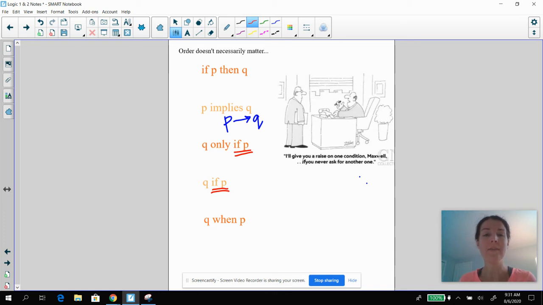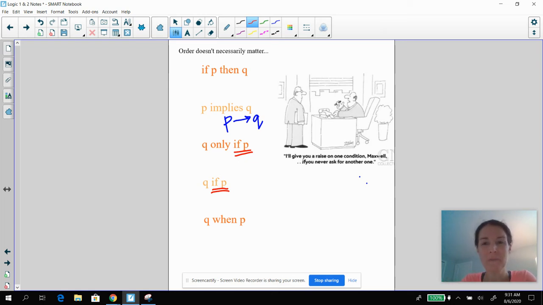And then the last one, this one's a little bit tricky. Q when P. So Q will happen. I can watch TV in the country, whatever it was, when I have enough money. So our hypothesis is still when I have enough money. And our conclusion is I can watch TV in a bigger house.